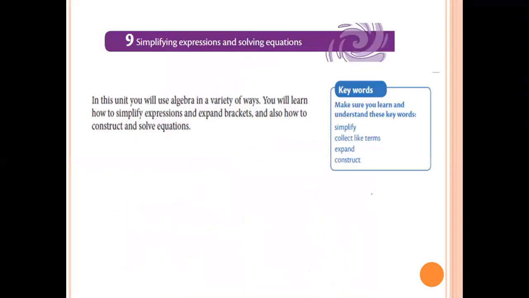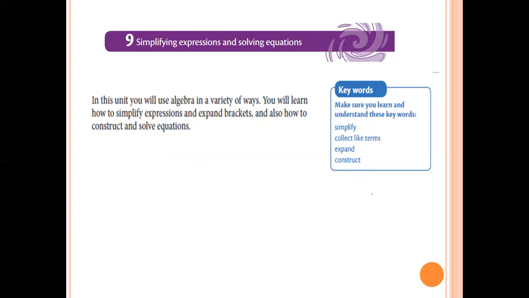Today we are going to a new title, new subject, new unit. The chapter number is 9, simplifying expressions and solving equations. In this unit, you will use algebra in a variety of ways. You will learn how to simplify expressions and expand brackets, and also how to construct and solve equations.